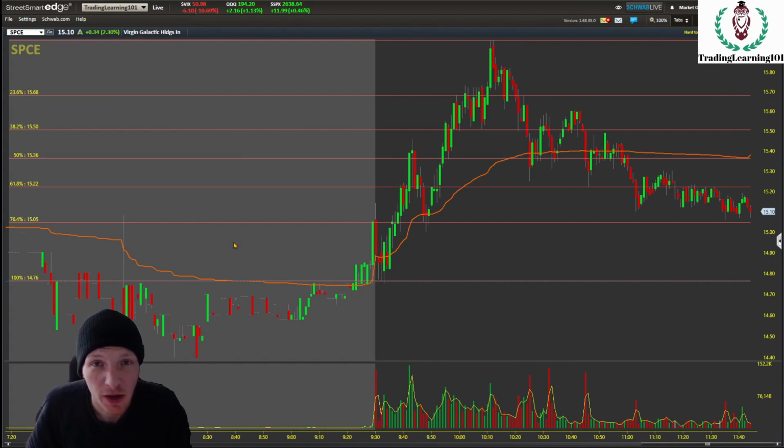So we have our Fibonacci retracement drawn from the valley low of the previous day's close up to the day's high here at $16. Here's our Fibonacci retracement levels right here.